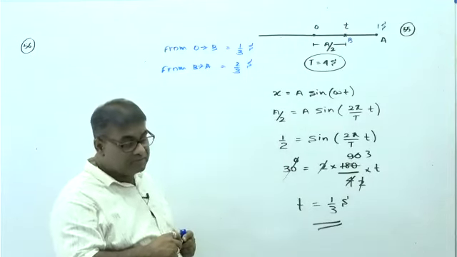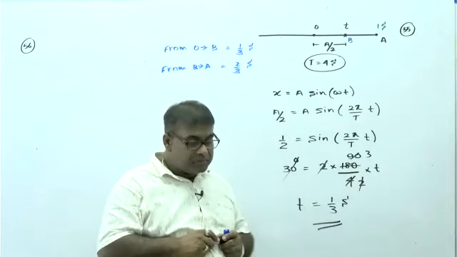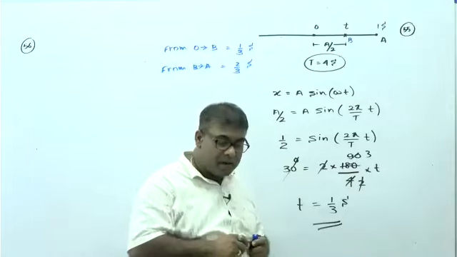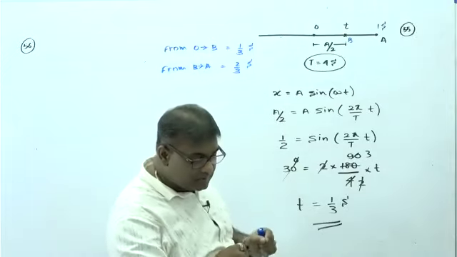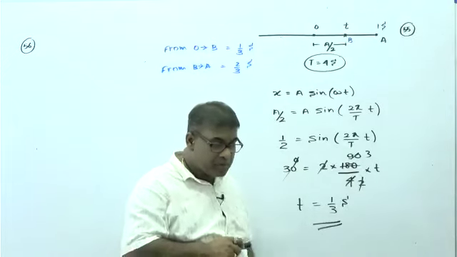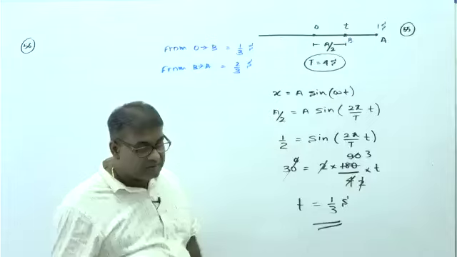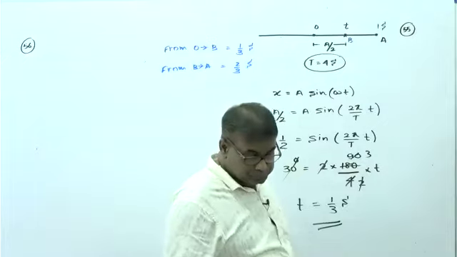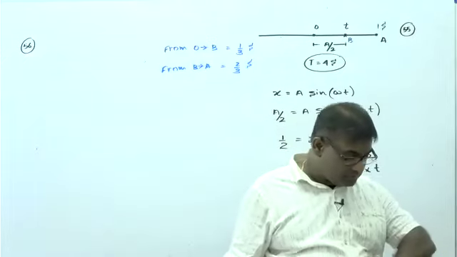See number 56. The period of simple harmonic motion is 8 seconds. Find the ratio of distance traveled by the object in the first second and the second second. First second and the second second. Ratio of distance. Let's start. Right, complete that one within 1 minute.